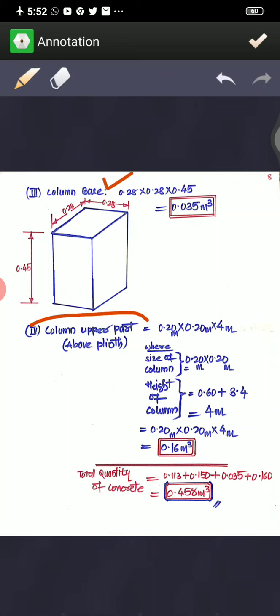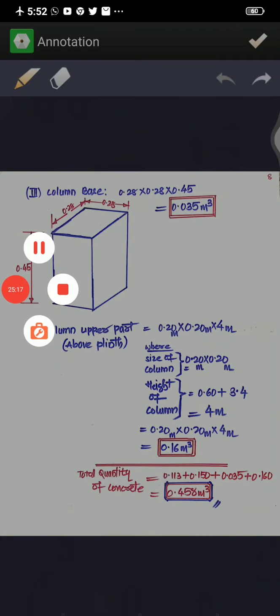Here I have shown this is the total column above the plinth. So here the size is 20 centimeter by 20 centimeter into 4 meter. 4 meter is the total height, which you can easily measure. Above the column it is 0.6 plus 3.4, it is going to be 4 meter, and the size is 0.2 into 0.2. So if you multiply that, you will be getting 0.16 meter cube. So total portions means 3 parts of the footing plus 1 part of the column above the plinth. So that is going to be total.